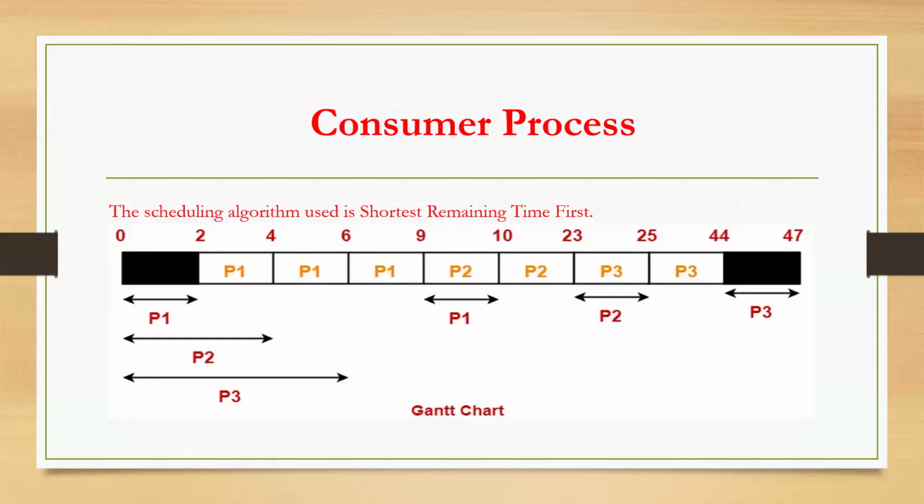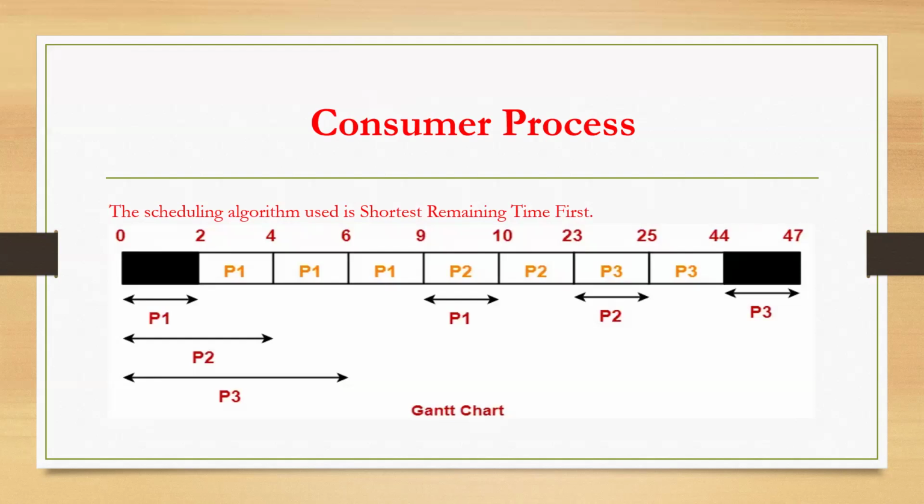So P1 starts at 2 only. Initially, from 0 to 2, all processes are doing input output operations, so the CPU is idle for 2 units. That's why in the chart I have marked it in black. In this period, the CPU doesn't do any operations. It is an idle condition because all the processes are doing IO operations.